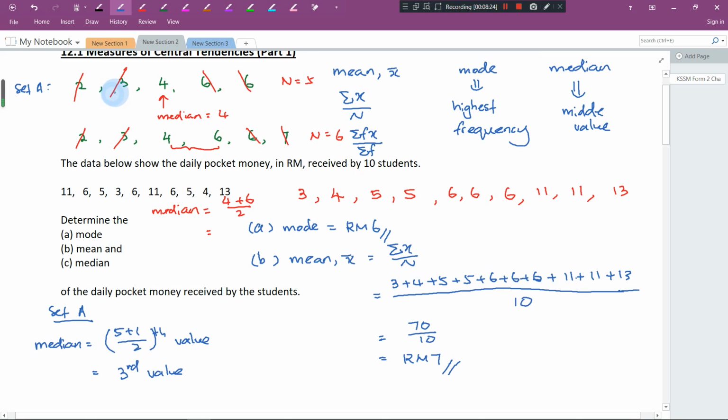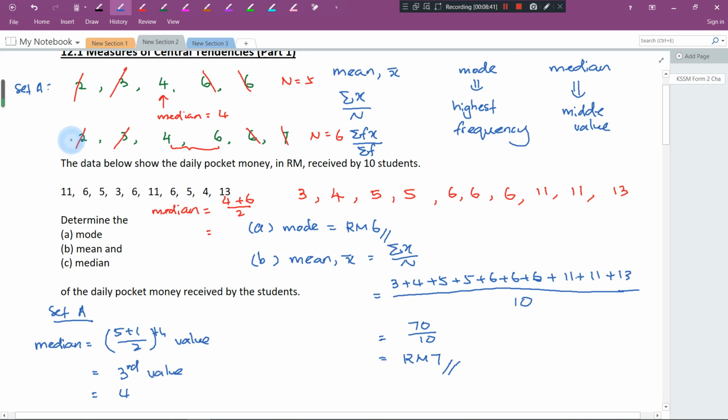Then you have to go back to your original set of data. The first one, second one, the third one. So this is the median, which is 4. Okay, so be more careful when you use this method to help you to get the median.